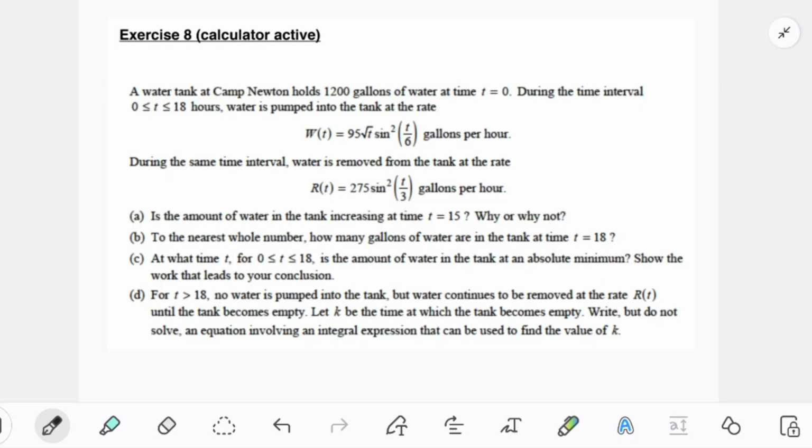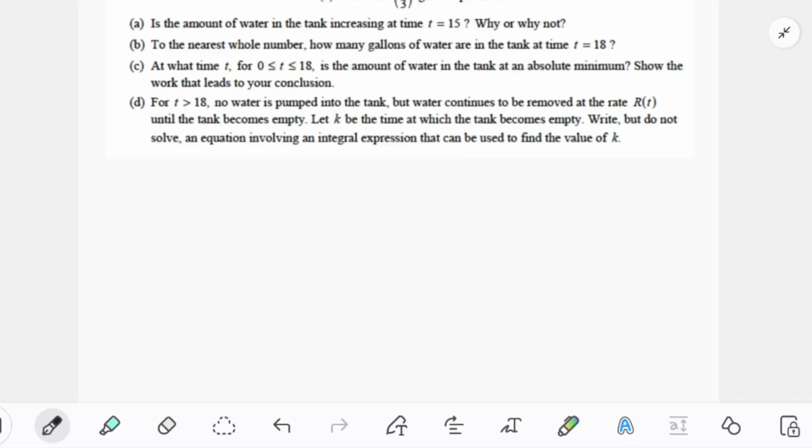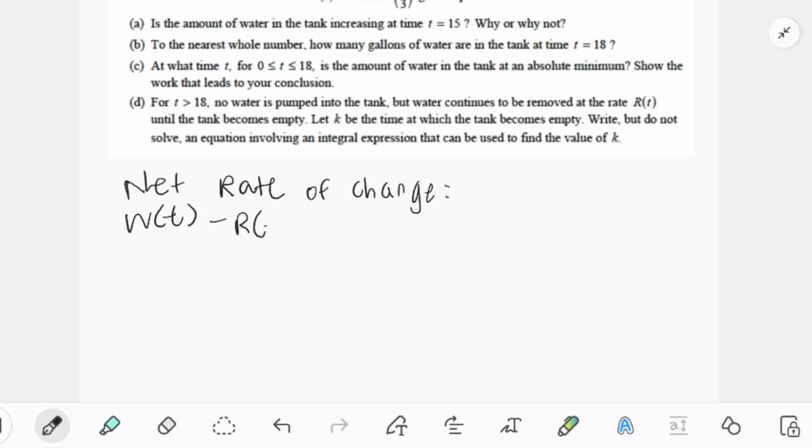Part B, we are told to find how many gallons of water are in the tank at time t equals 18. We just found in part A that the formula for the net rate of change is W of t minus R of t. Integrating this would give us the change in the total amount of water from time 1 to time 2.